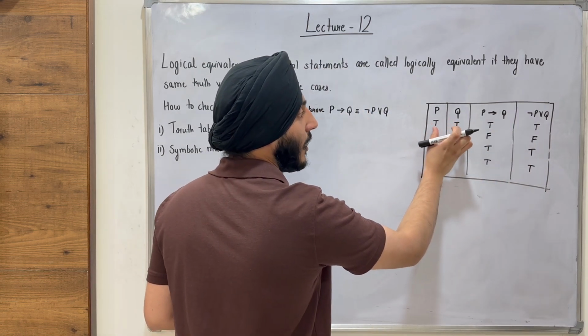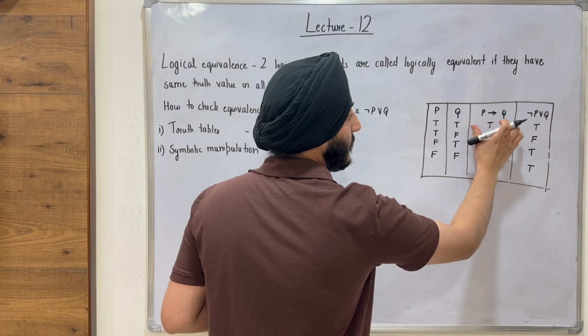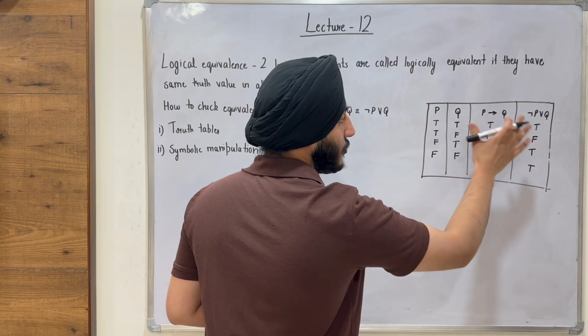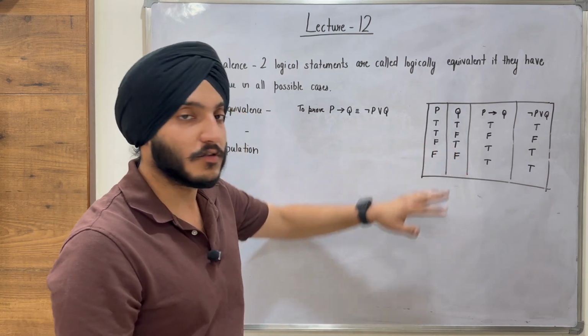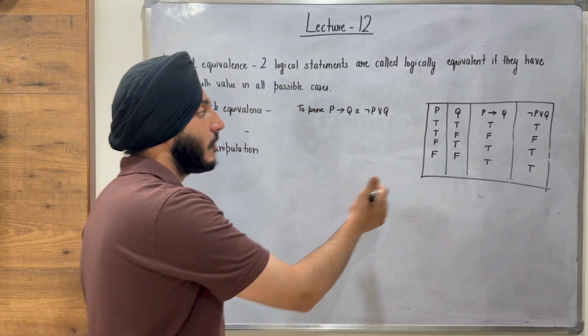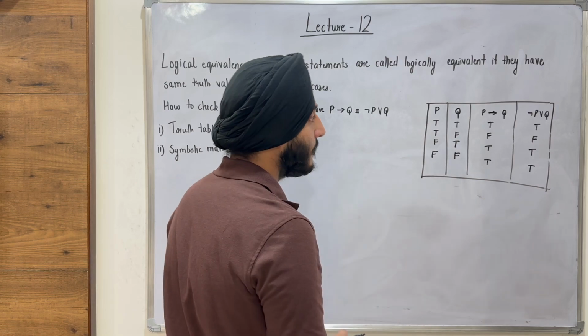So when P and Q are true, they are equivalent, right? Both are true, both are false. So they're basically equivalent to each other. And this way, I've basically proved using the truth tables that both these logical statements are equivalent to each other.